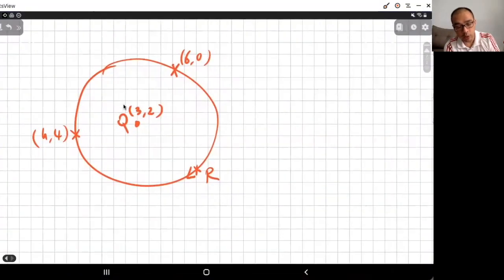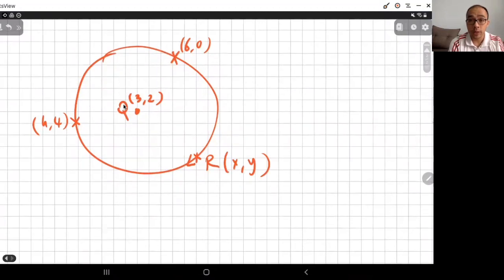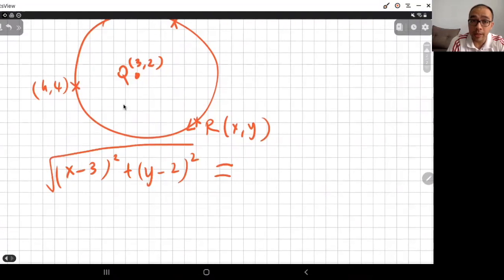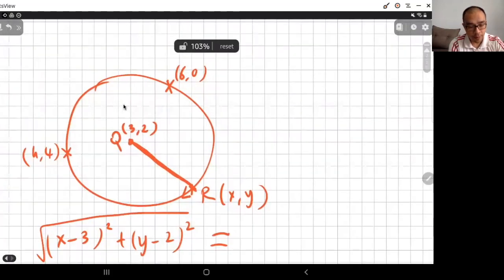Now, if point R is a locus, usually we give it x and y. And usually when we do this, we will do the square root of (x minus 3) squared plus (y minus 2) squared. But we need it to equal something, and it is actually equal to the radius. The problem is they didn't give you the radius. So how do you find the radius? You find the radius from QS, because S is on the locus as well.